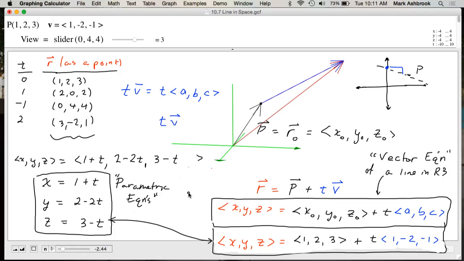And remember in Calc 2, you did parametric functions, right? So vectors and parametric functions are like twins. It's just like two different ways of writing the same thing, right? Given a parameter t, every parameter t generates an ordered triple, x, y, and z. Well, that's exactly what we did up here, right? So there's the parametric equations form of the line, and there's the vector equation form of the line.